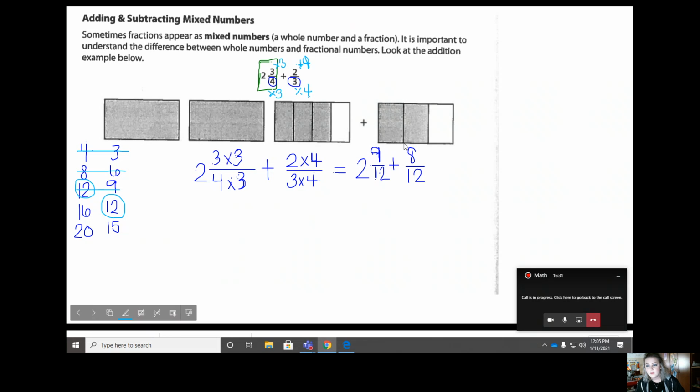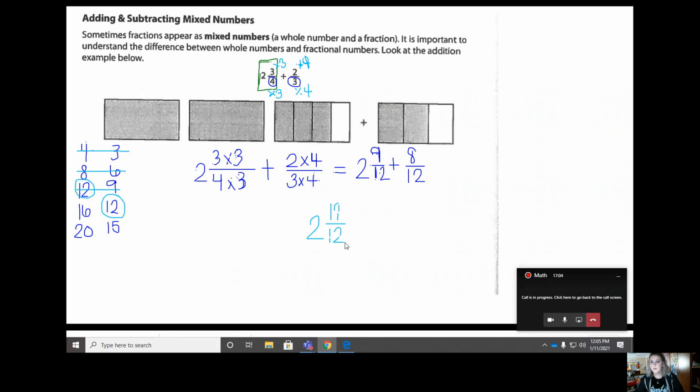So we have 9 plus 8, which is anybody? Crickets, crickets, crickets. Well, silly, you can't answer. Duh, it's a video. All right, so let's count it through. So 9, 10, 11, 12, 13, 14, 15, 16, 17. So 9 plus 8 is 17. So we're going to have this 2 here, and we're going to have 17 over 12.